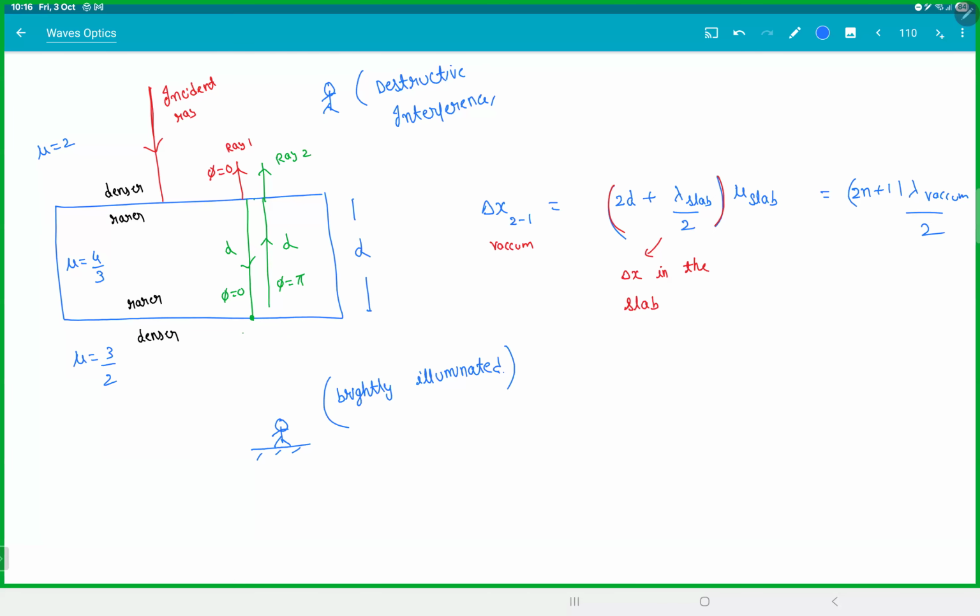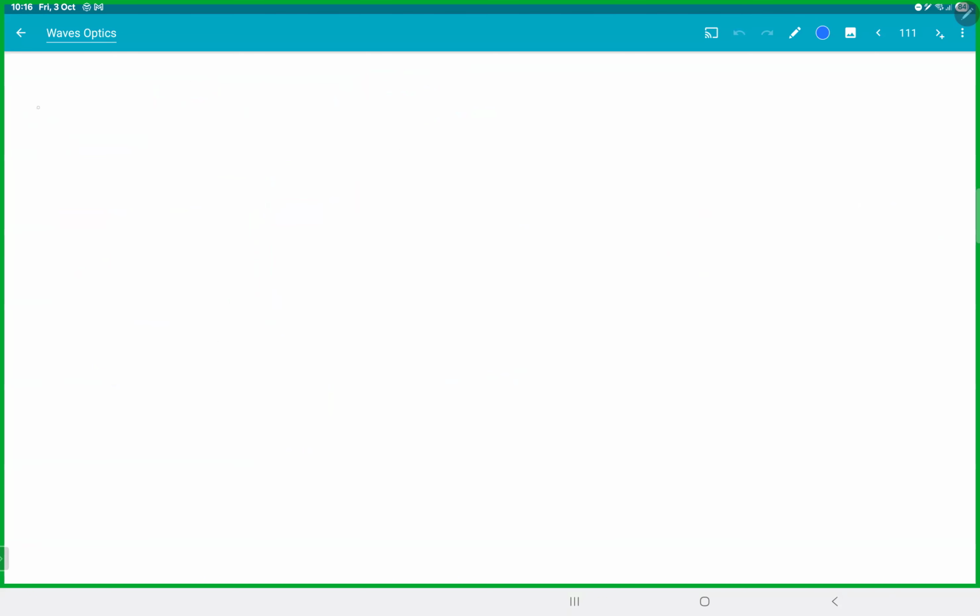Next one. So be careful. That's what I'm saying. Don't mug up the formula blindly. Understand what you're writing. Let's see something simpler. That will be an advanced question only, where they change the medium outside. They won't normally do that.